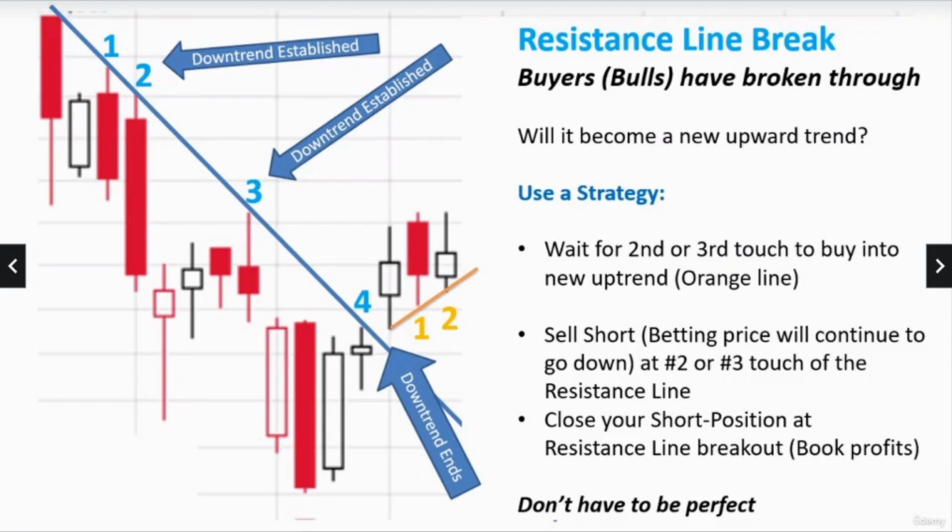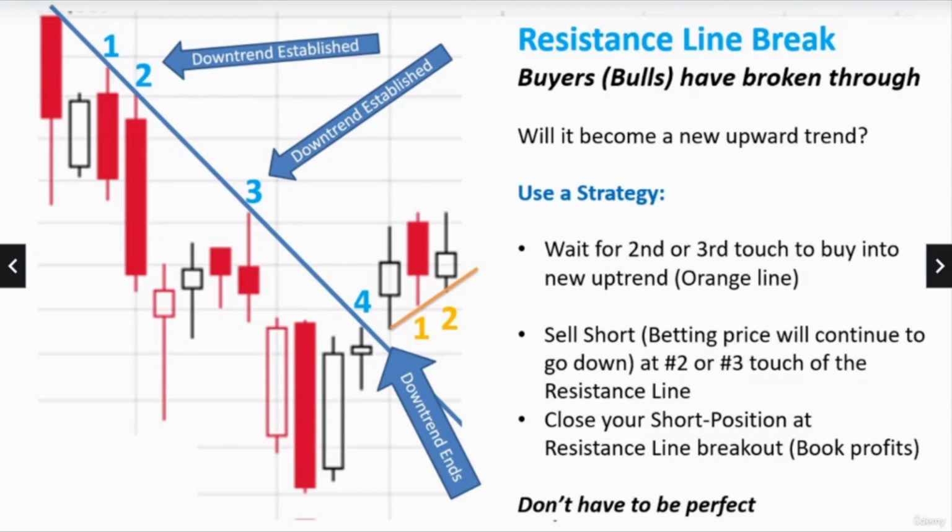We're looking at, is this a false signal? It's already broken through. This whole idea is it's broken through. So the strategy around this on a resistance line break, it's been in a downtrend, it's broken through. Will this become a new uptrend? So the strategy, wait for the second or third touch to buy into the new uptrend. That's our orange line there. You can see we got a second touch there.